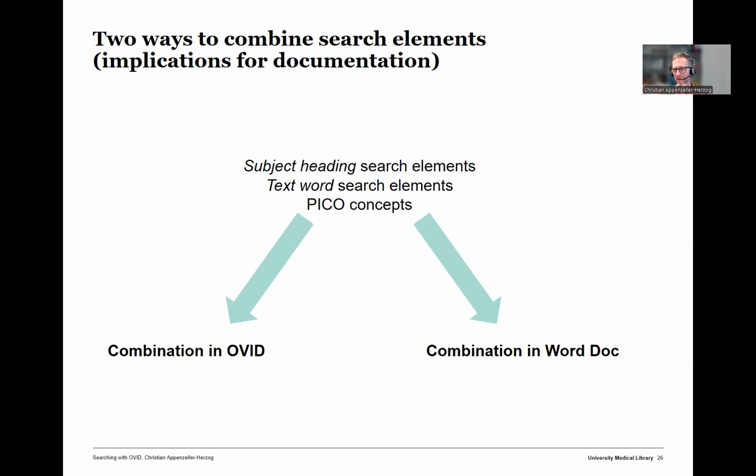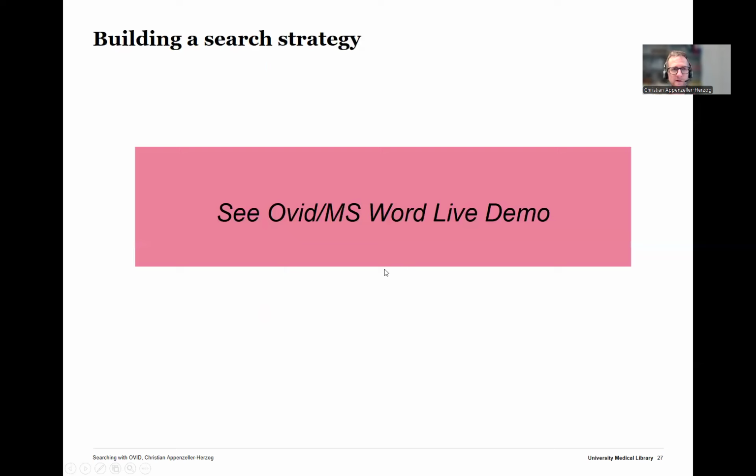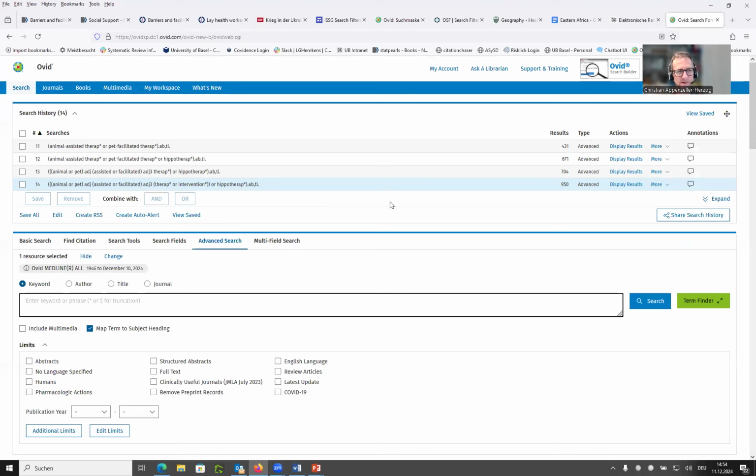So I would copy these search terms into a Word file and then write a Boolean AND in between where I want an AND in between. And I would compose a whole search string in a Word file. And I think this is a very neat way of doing that because you have the documentation right at hand, because you have that Word file saved somewhere on your computer. Okay, but for now, I'm going to demonstrate the building of a search strategy in Ovid.